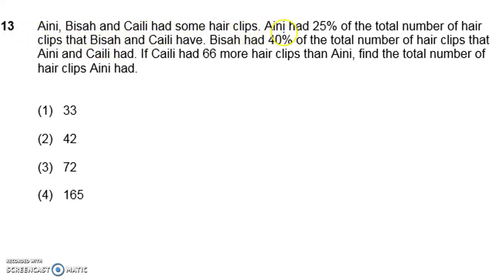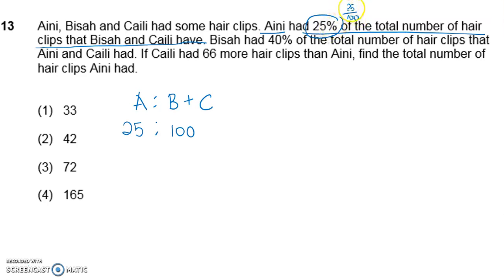So we know that there are some hair clips. Aini had 25% of the total number of hair clips that Bisha and Kylie had. So if I want to put it as a ratio, Aini is to Bisha plus Kylie is, if she is 25%, the other two is 100%. Now you may wonder, how do I get this? Because 25% is actually 25 over 100, right? Correct? 25% is actually 25 over 100. So 25 is for Aini, 100 is for this total part, which is for Bisha and Kylie.